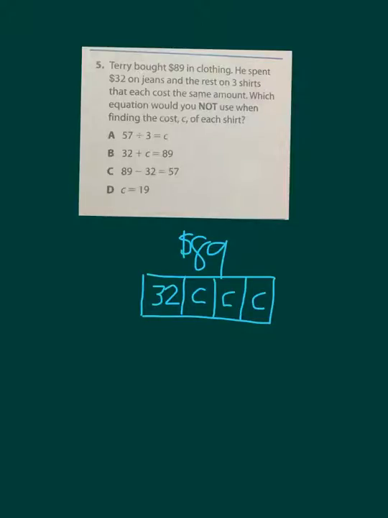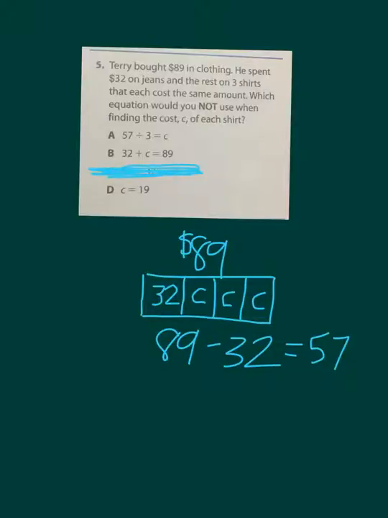So now we're trying to look at which equation we would not use. Well, when we talk about strip diagrams and we have the top number, that means we have our total. So we shouldn't be adding right away. We already have the total. So we're either subtracting or we're dividing. In this case, since we have 32 on its own, we would start with subtracting. So we would take our 89 minus 32. When we do that, we get 57. So we actually did use this equation, so that's not one of the answers. That's not going to be our answer choice because we're finding the equation we did not use.